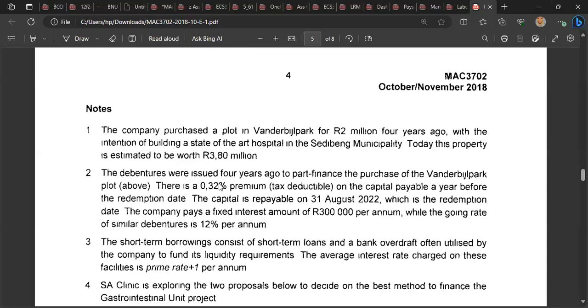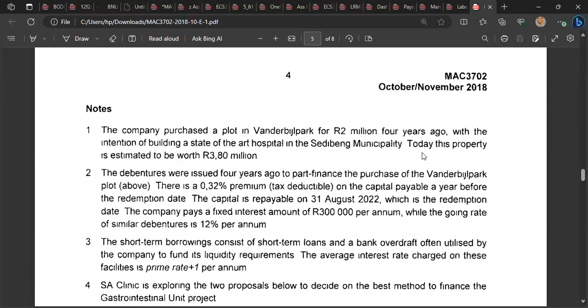Right. There is a 0.32 premium, tax deductible. Take note of that on the capital payable a year before the redemption date. And then the capital is repayable on 31 August 2022, which is the redemption date. So the company pays a fixed interest of 300, while the going rate for similar debentures there is 12%.